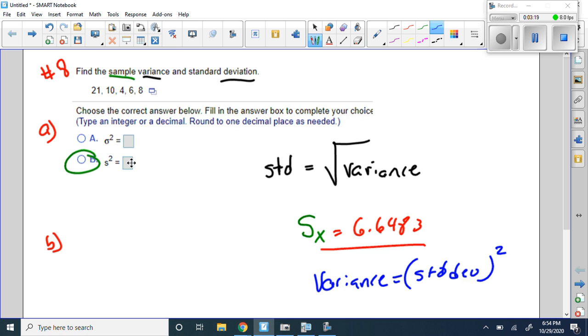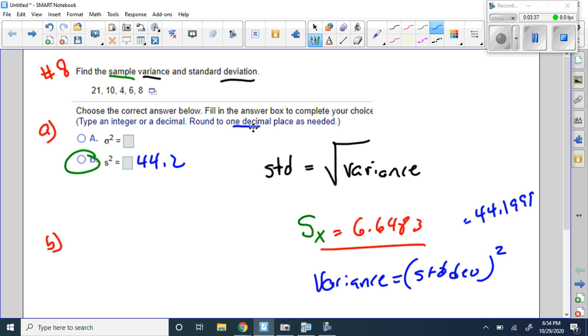So when I do that, I get a value that is 44.1999. Okay. Well, we need to go to 1 decimal place, so that's going to be 44.2. All right.